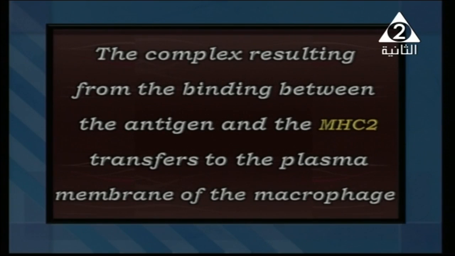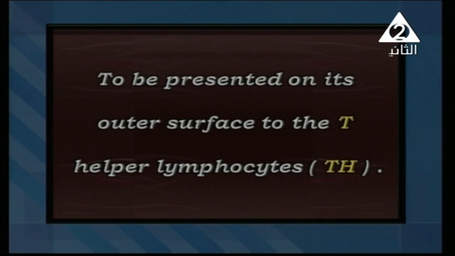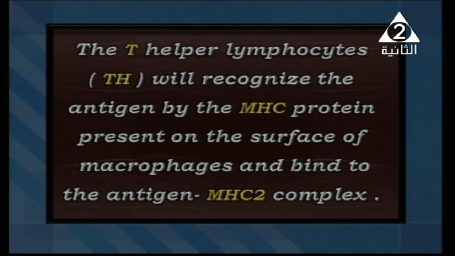After that, the complex resulting from the binding between the antigen and the MHC2, the major histocompatibility complex, transfers to the plasma membrane of the macrophage to be presented, and after that it is presented on the outer surface of the T helper lymphocytes. We have here a picture to show us what happened. After that, the T helper lymphocytes will easily recognize the antigen by the MHC protein present on the surface of the macrophages and bind to the antigen MHC2 complex, which refers to the major histocompatibility complex.